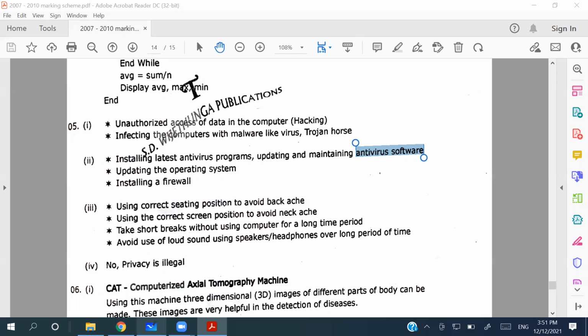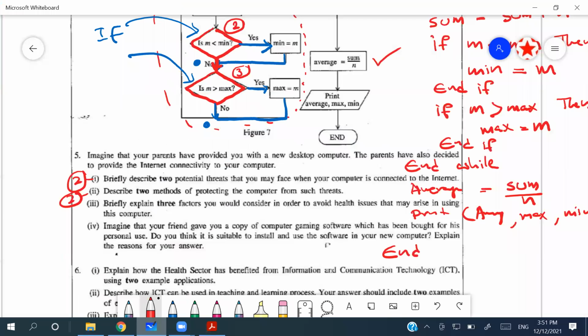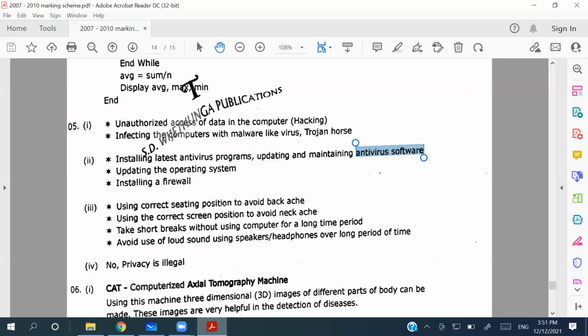For the third part, how many were they asking? Three factors. So I'm going to give you 3 marks for the third part. So any 3, I have mentioned things in here, or any parallel answer, but don't just go and blindly put a correction mark, because you need to know.